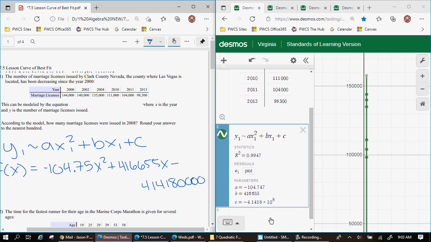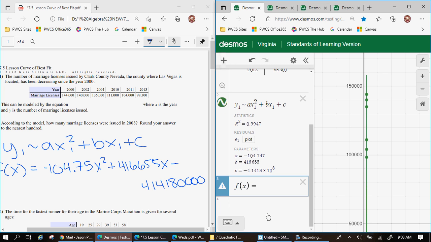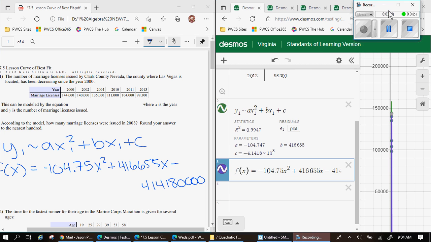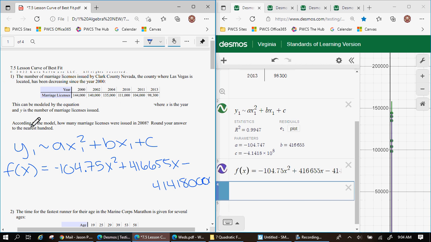And so I can type that function into the calculator like we've been typing these quadratic functions into the calculator. It's important this time to do the f of x, and you'll see why in a minute. It's going to be very helpful. We don't have to do the subscripts now. So I've typed the whole thing in, and now I have this function. And so the question here that we want to answer is, according to our model, we call this equation a model because we're trying to model these points, how many marriage licenses were issued in 2008?